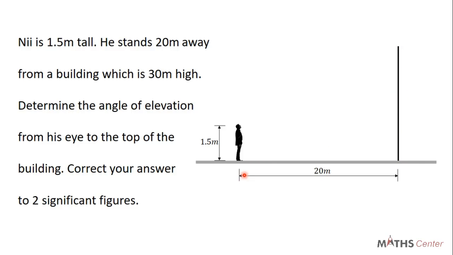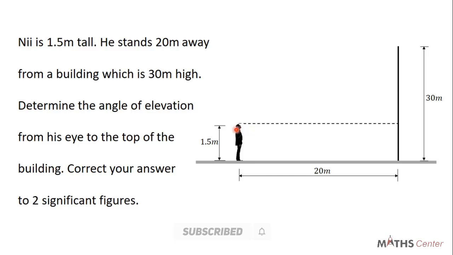The question is telling us that between me and the building is 20 meters. He is 20 meters away from the building. And the building is 30 meters high. So from the ground level to the topmost part of the building is 30 meters. It says that we should determine the angle of elevation of his eyes to the top of the building. So from his eyes to the top of the building, we should determine the angle of elevation.